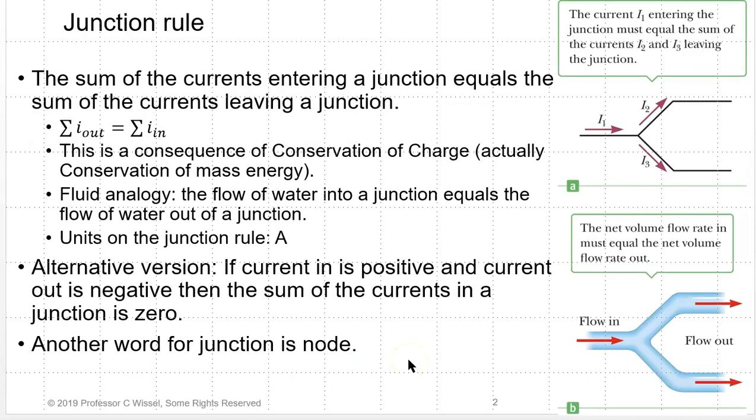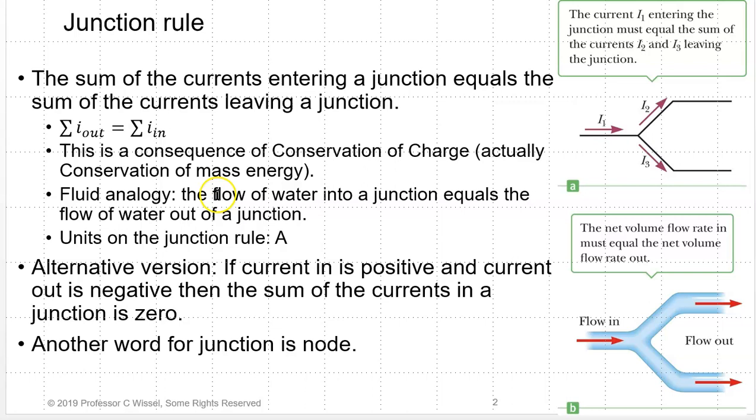The first of Kirchhoff's rules is the junction rule. A junction is a point where three or more wires meet. So out equals in. The summation of all the currents coming in has to equal the summation of all the currents leaving the junction. This is a consequence of conservation of charge. Actually, it's conservation of mass energy.